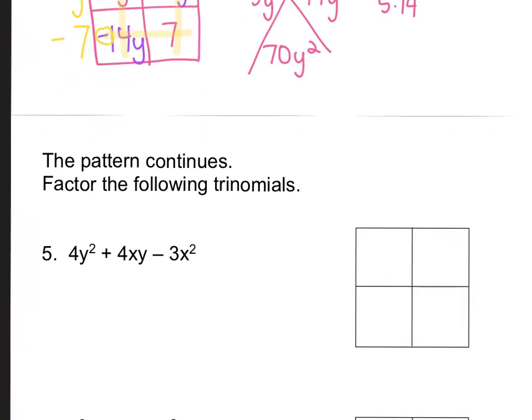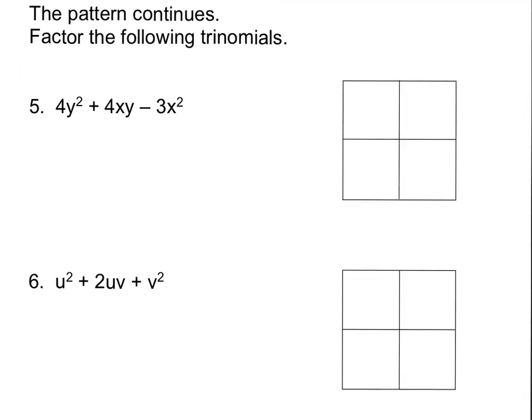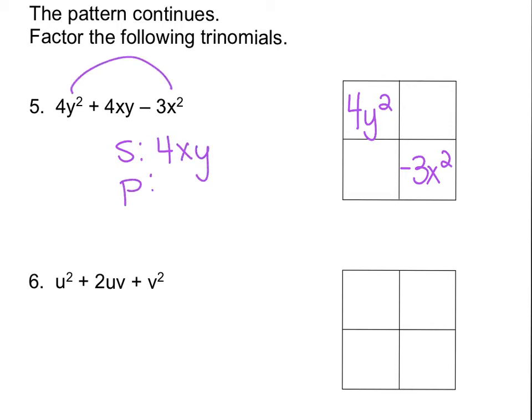Okay, so let's move on. The pattern continues. Now this time, I have 2 variables, but we're still going to follow the same process. The 4y squared goes in the top left, the negative 3x squared goes in the bottom right. My sum, I need something to add to 4xy and to multiply to negative 12x squared y squared.